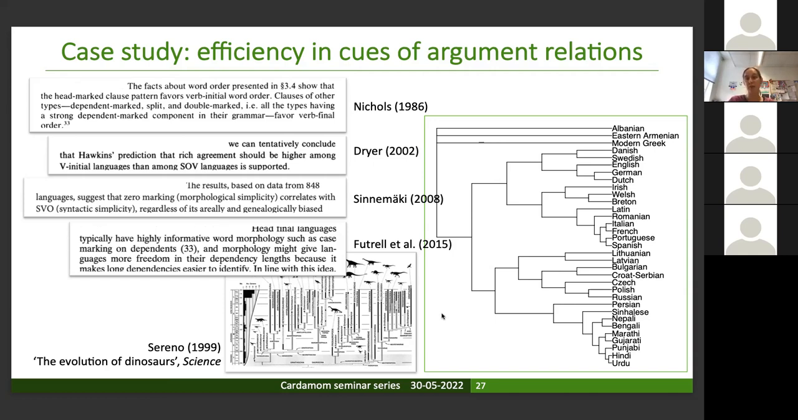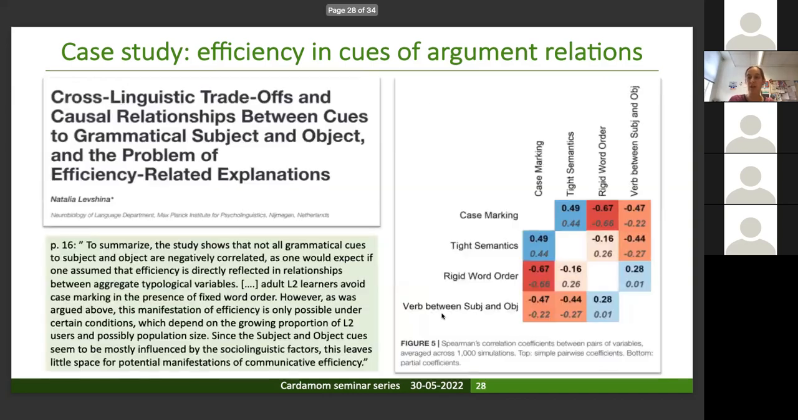And in this project with Natalia Levshina, we investigate the interaction between word order preferences and variability, so word order and head and dependent marking, from a diachronic perspective. Our case study investigates cues that languages have to distinguish between the grammatical subject and object.